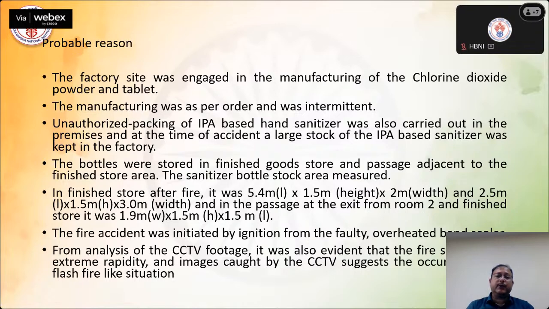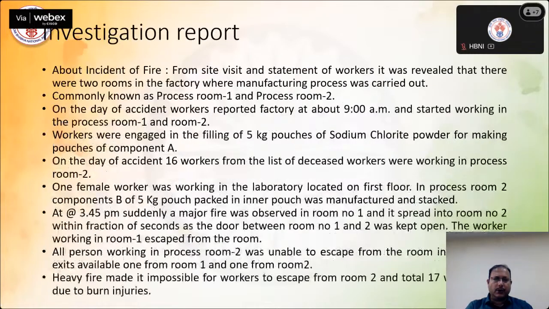From analysis of the CCTV footage, it was evident that the fire spread with extreme rapidity, and images caught by the CCTV say that there was a flash fire-like situation. So it is very obvious that if you bottle such type of material which is inflammable, it will create a big problem, it will create flash fire. Even if it creates fire, then also we have to focus on that part, that it is not good for anything to work on the parallel mode.